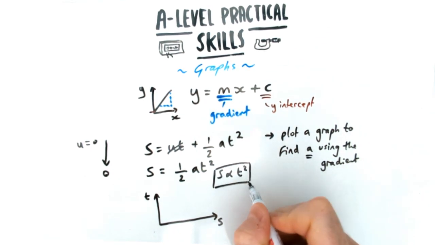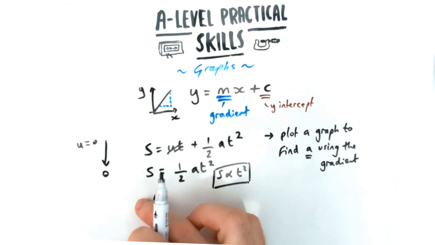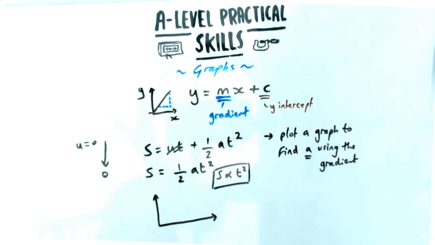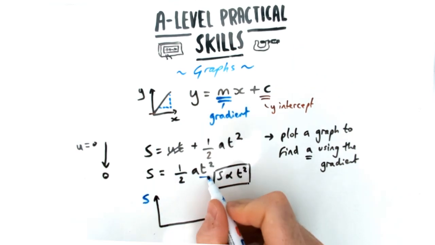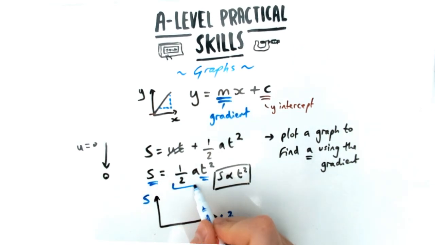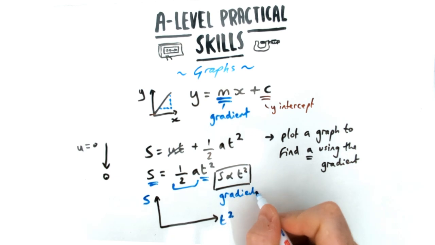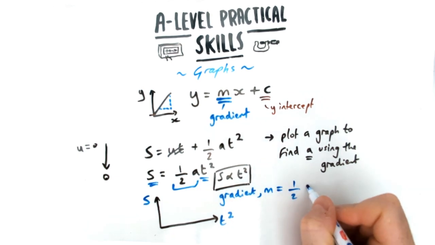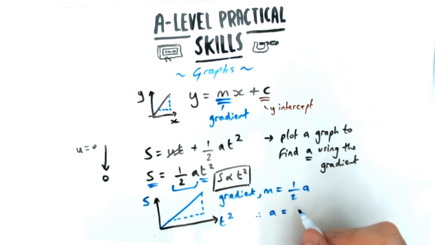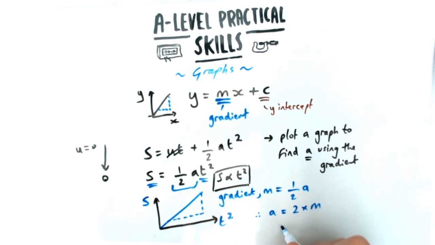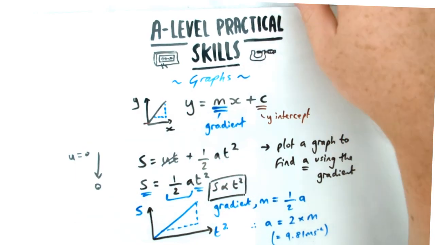But in our equation, the relationship is s is proportional to t squared. So we're going to have to replot our graph with s on the y-axis and t squared on the x-axis. Now once I do that, the middle bit, the ½a, would represent our gradient. So m is going to equal ½a. There should be a straight line because it's a directly proportional relationship. To find acceleration, we would use the fact that gradient equals ½a, therefore a equals 2 times the gradient, which in a free-fall practical should equal 9.81.